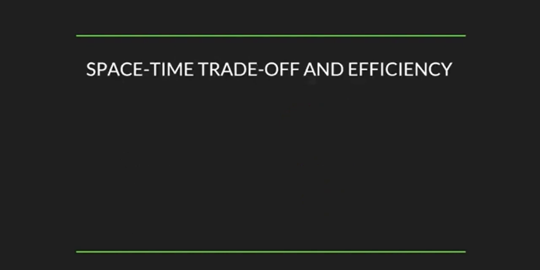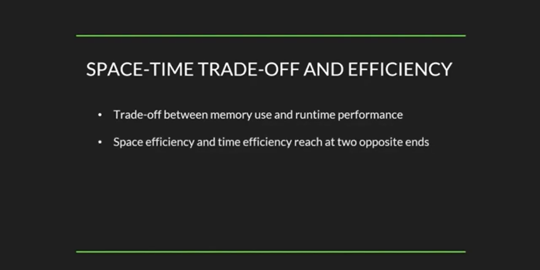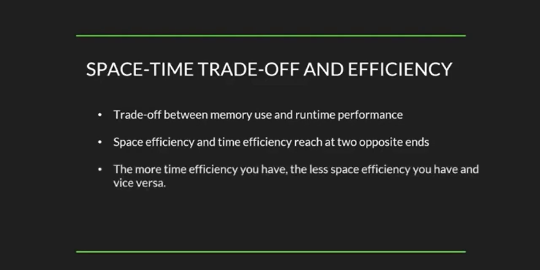There is usually a trade-off between optimal memory use and runtime performance. In general, for an algorithm, space efficiency and time efficiency reach at opposite ends, and each point in between them has a certain time and space efficiency. So, the more time efficiency you have, the less space efficiency you have, and vice versa. For example, merge sort is exceedingly fast but requires a lot of space to do the operations. On the other hand, the bubble sort algorithm is exceedingly slow, but it requires the minimum space.